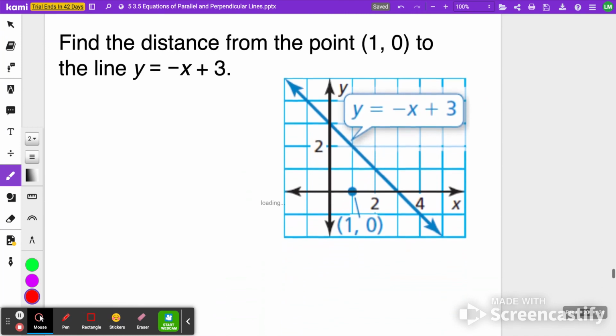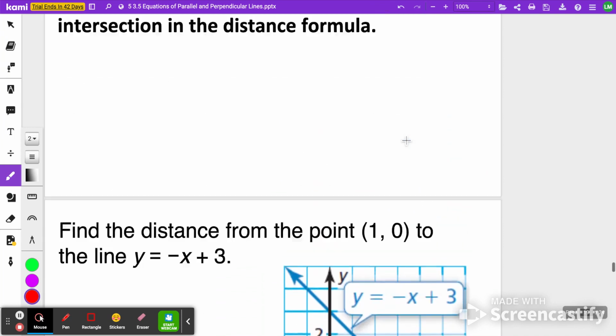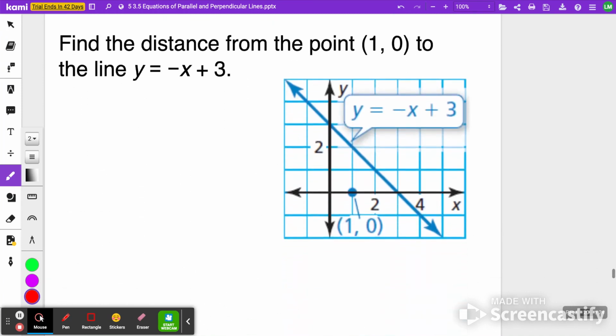So what we're going to do is start here. It says find the distance from point (1, 0) to the line y is equal to negative x plus 3. As we show our work, I'm going to number it 1, 2, and 3 so you can know where I'm matching up those steps. Step 1 is to find the line perpendicular through the point.